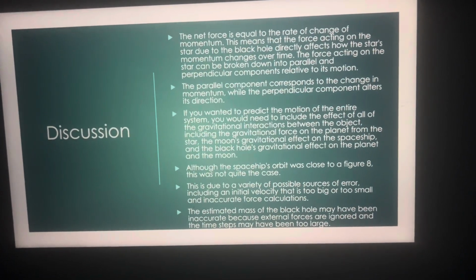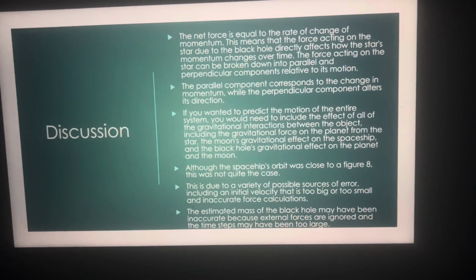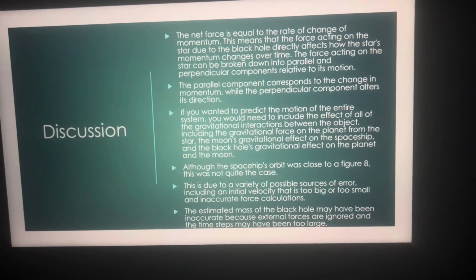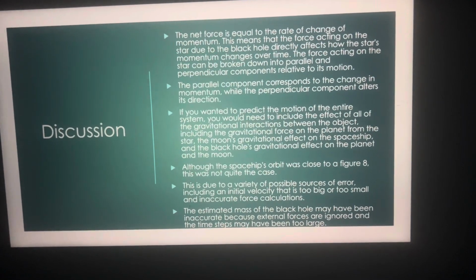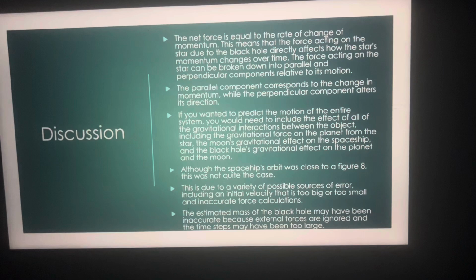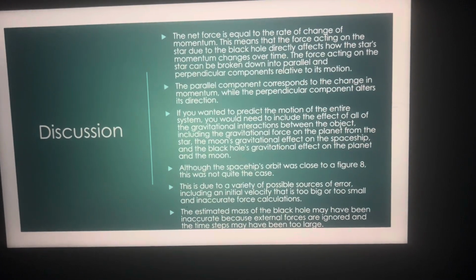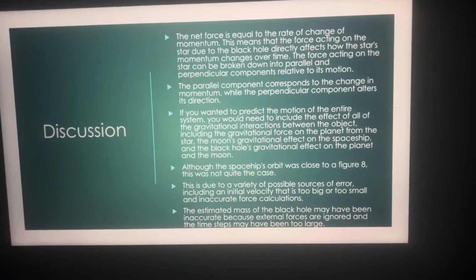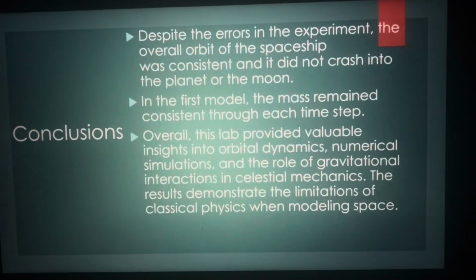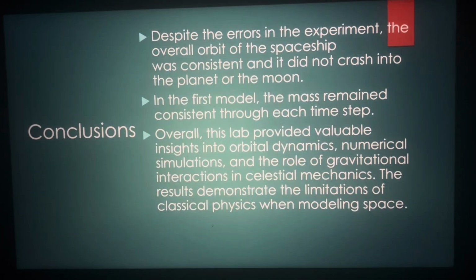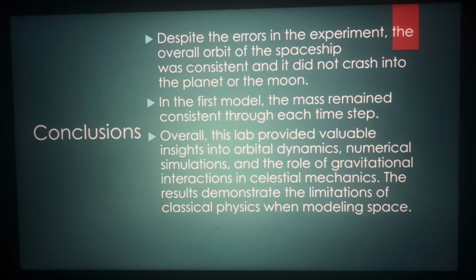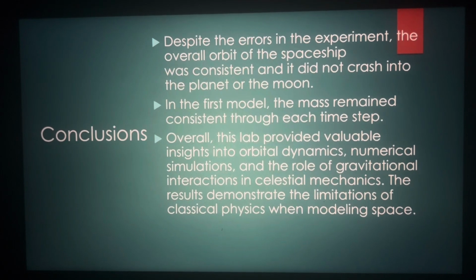This is due to many possible sources of error, including an initial velocity that is too large or too small and inaccurate force calculations. The estimated mass of the black hole may have been inaccurate because external forces are ignored, and the time steps may have been too large. Despite the errors in the experiment, the overall orbit of the spaceship was consistent and it did not crash into either the planet or the moon.